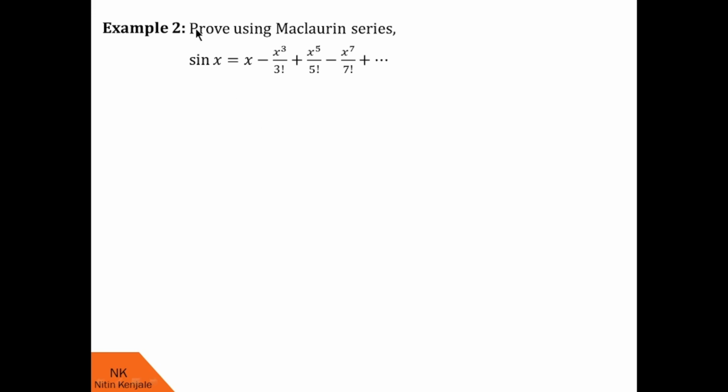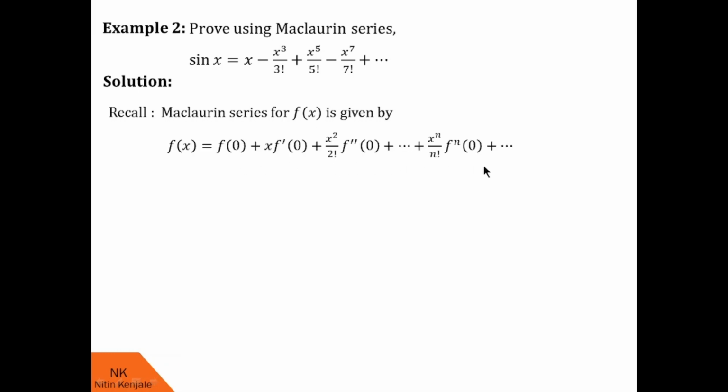Here I ask to prove using Maclaurin series that sin x is x minus x cube upon 3 factorial plus x raised to 5 upon 5 factorial minus x raised to 7 upon 7 factorial, and so on. Let us see the solution part. First we recall Maclaurin series. Maclaurin series for f of x is given by this. We label this series as 1. In this example, f of x is sin x.